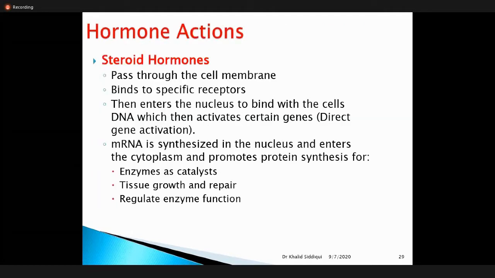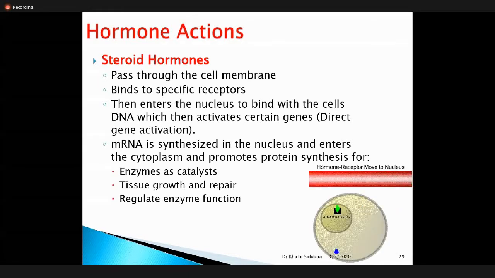Hormone action: the steroid hormone passes through the cell membrane and binds to the specific receptor, because the receptor is present in the cytoplasm. Then the hormone-receptor complex enters the nucleus to bind with the cell DNA, which then activates certain genes, the direct gene activation. The messenger RNA is synthesized in the nucleus, enters the cytoplasm, and promotes protein synthesis for enzymes as catalysts, tissue growth and repair, and also regulates enzyme function. So these steroid hormones are very important, especially for protein synthesis.